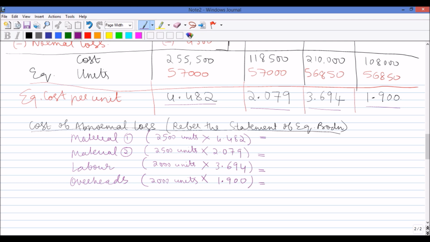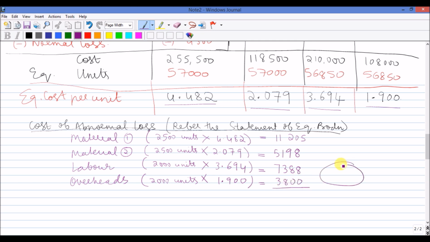2500 into 4.482 is going to give me 11205. 2500 into 2.079 is going to give me 5198. Then 2000 into 3.694 is going to give me 7388. Okay, 2000 into 1.9 is going to give me 3800. So I'm done with this.